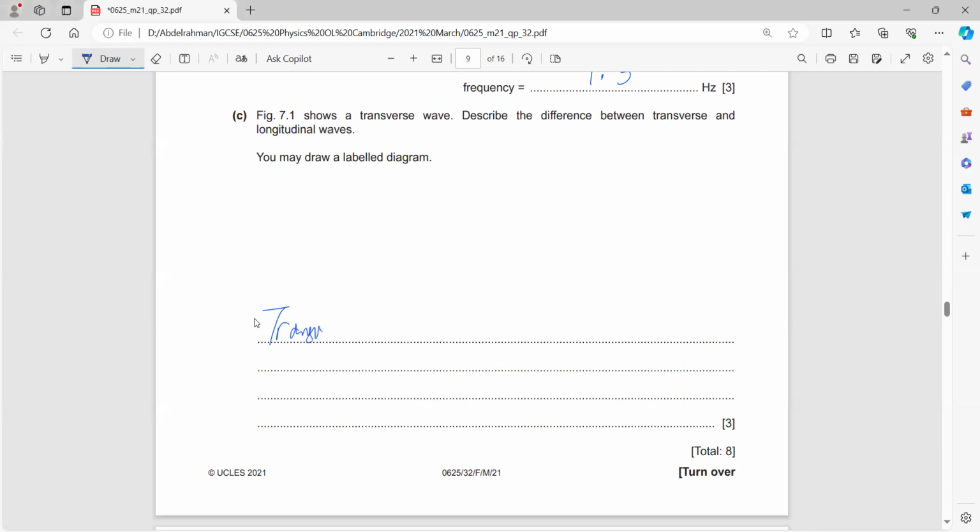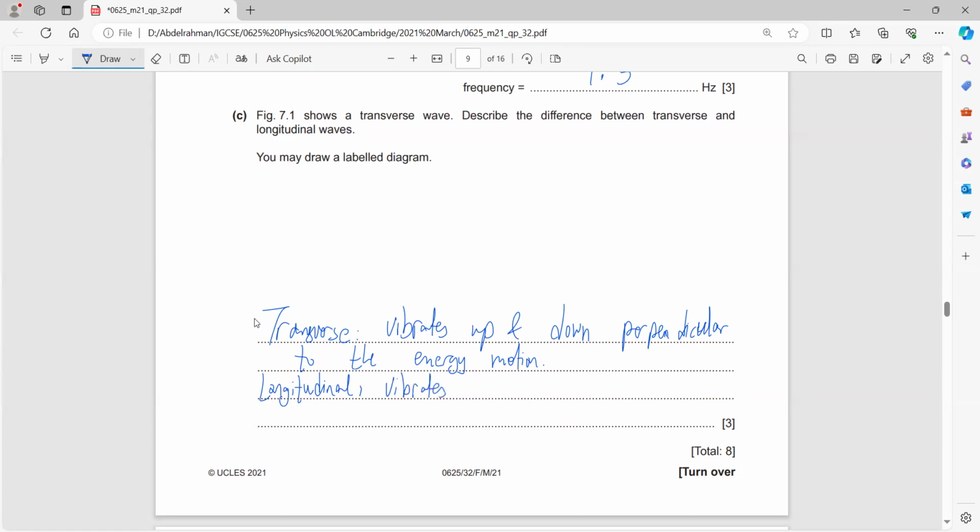Transverse vibrates up and down, perpendicular to the energy motion. Longitudinal vibrates left and right, parallel to the energy motion.